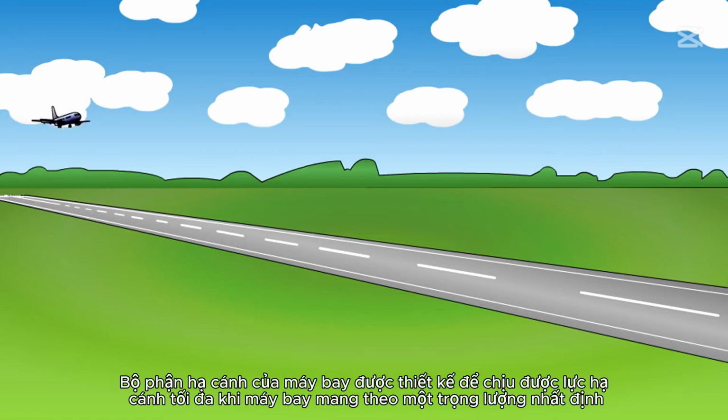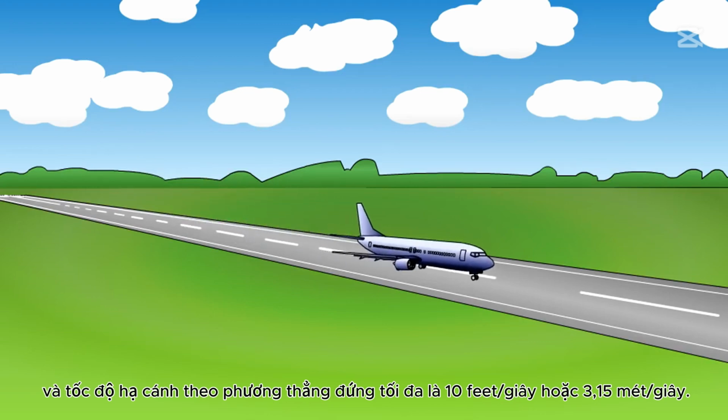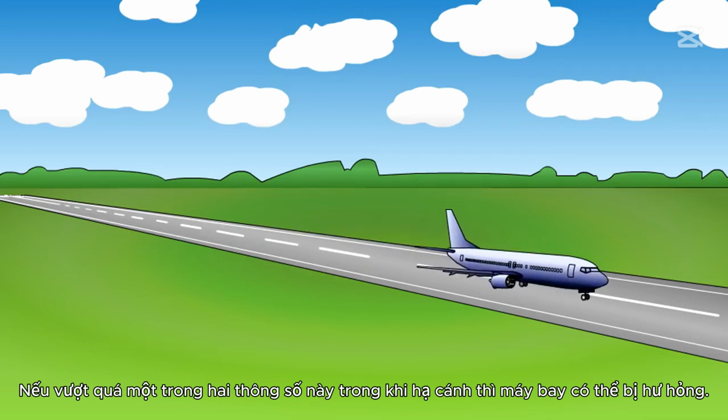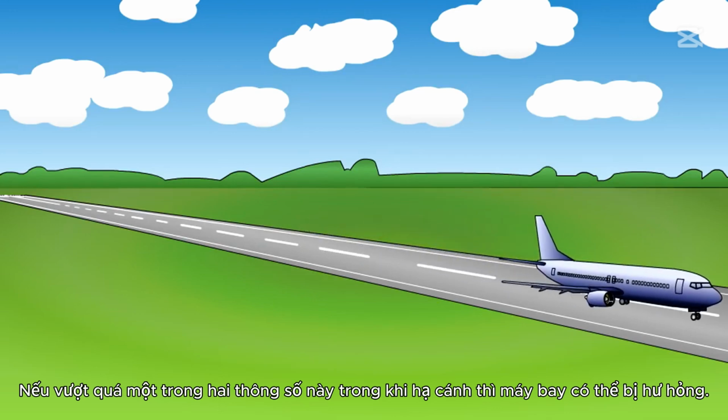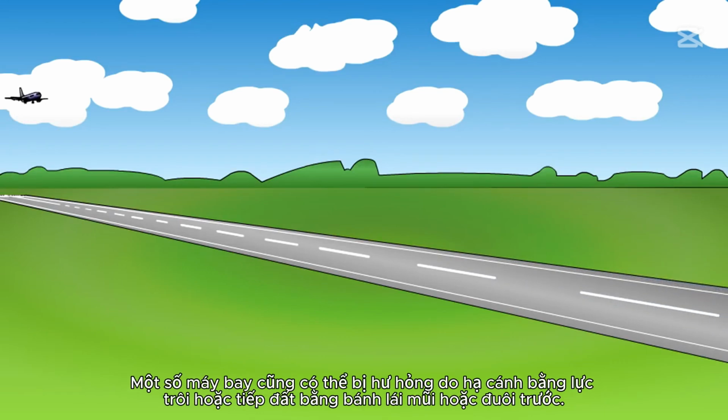An aircraft's landing gear is designed to withstand landings of a particular maximum all-up weight and a maximum vertical descent velocity of 10 feet per second or 3.15 meters per second. If either of these parameters is exceeded during a landing, then the aircraft may be damaged. Damage may also be caused to some aircraft by landing with drift applied, or by touching down with the nose or tail wheel first.